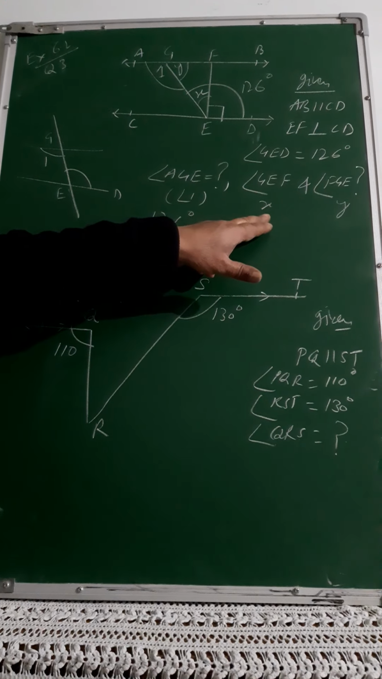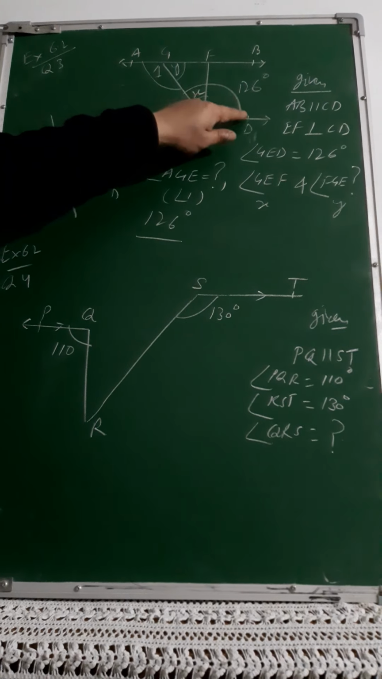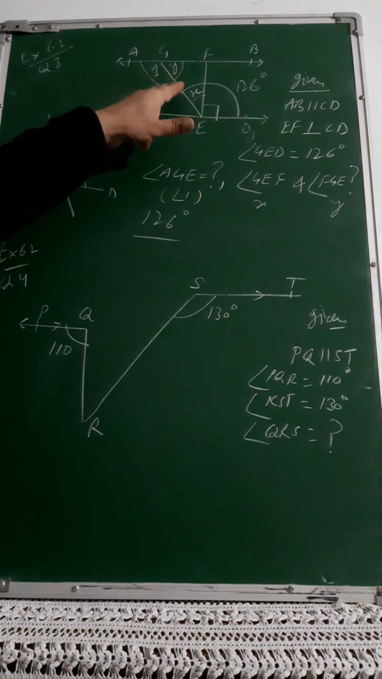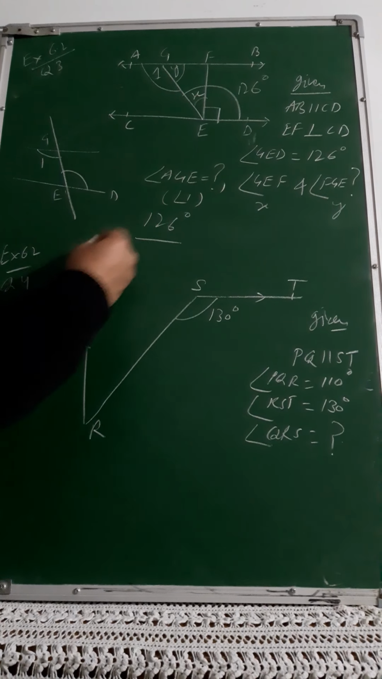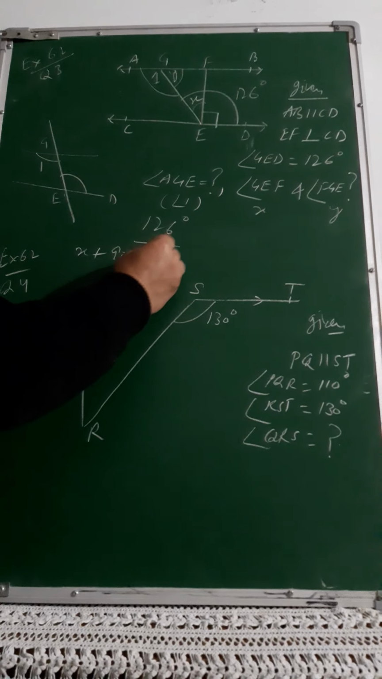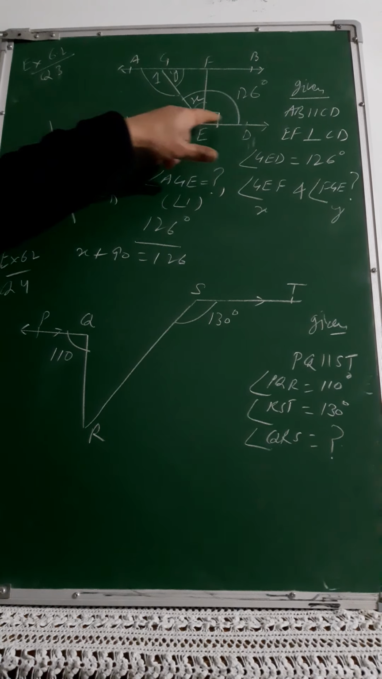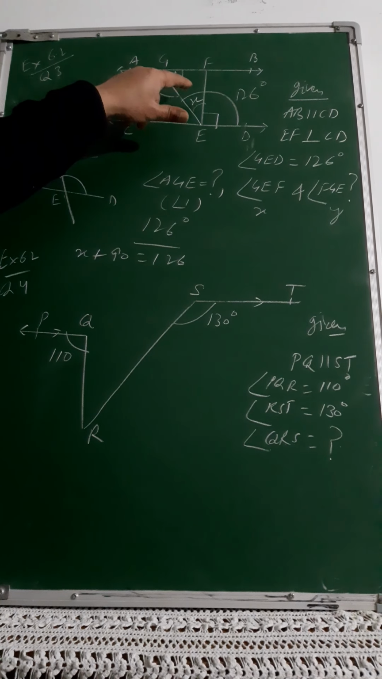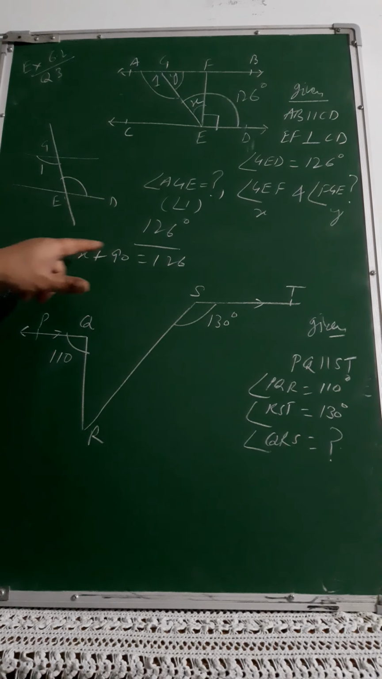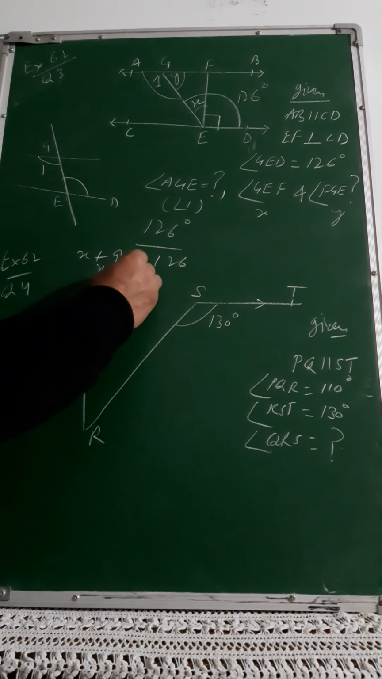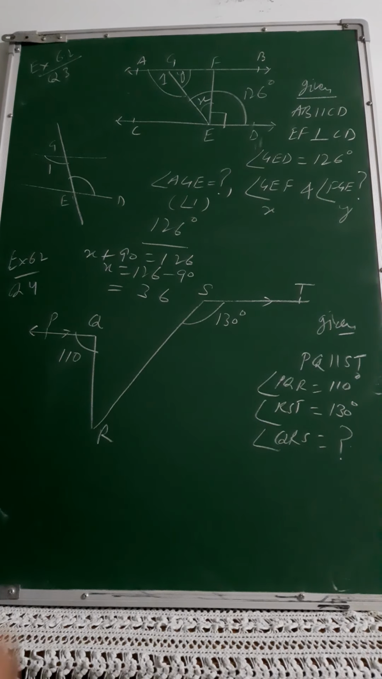Now come to the second point, that is X. You see here X in the figure, it is lying here in the triangle, and this whole angle is given equal to 126. So you can note here X plus 90 degrees is equal to 126. Am I clear to you? This whole angle given to you, GED, is 126, but this is the combination of these two, as this line is perpendicular to this, so 90 plus X will be equal to 126. From here you will get the value of X, that is 126 minus 90 is equal to 36.